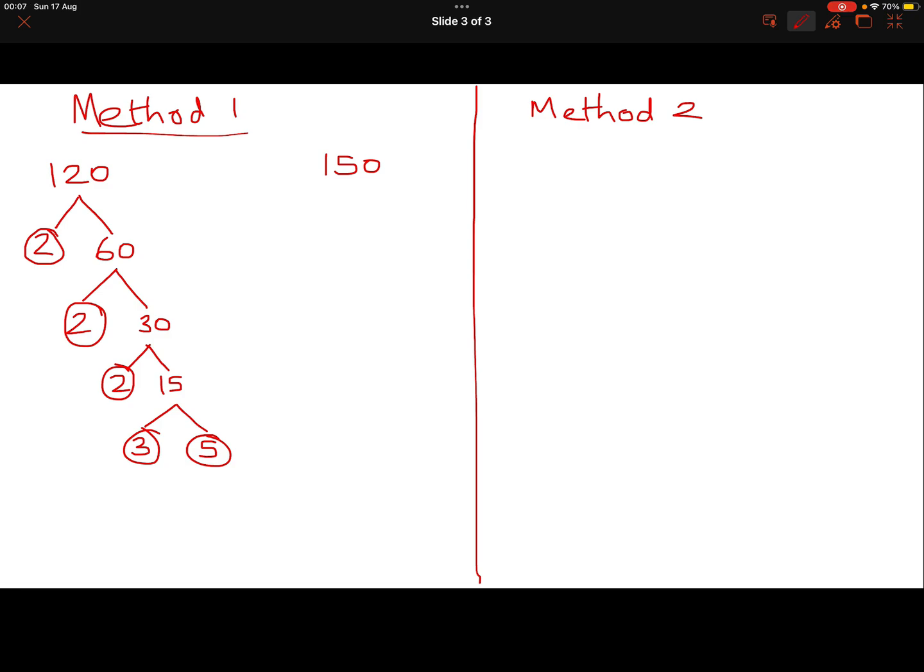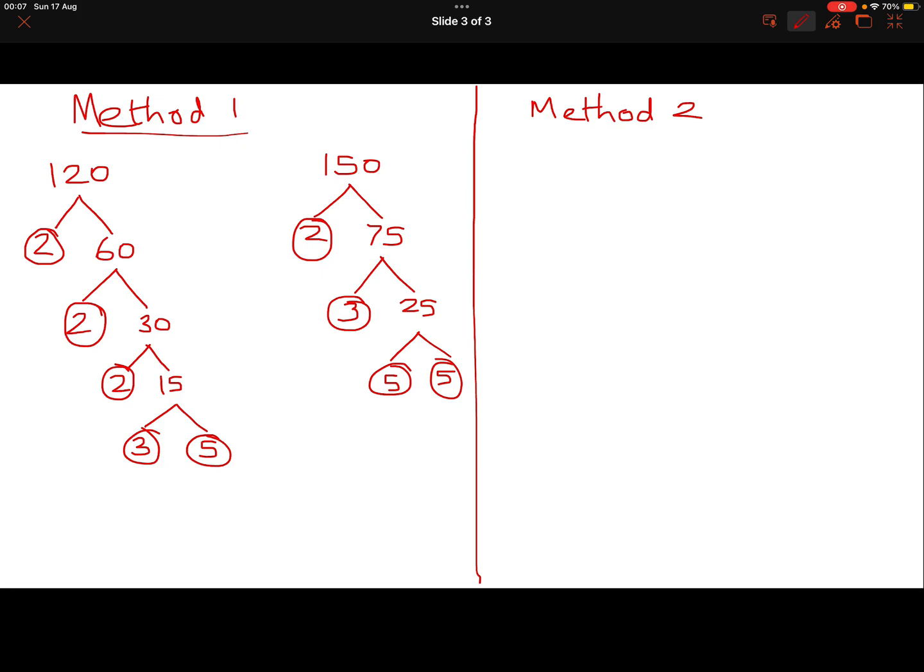The next number I'm going to start with is 150. I'm going to start breaking it down as 2 times 75. 2 is a prime, so I'm going to circle it, and here I'm going to split this as 3 times 25, and 3 is a prime, so I'm going to circle it. 25, I need to split further, so I'm going to write down 5 times 5, and 5 is a prime, so I've circled both of them. All of the necessary branches are circled, so I'm done.